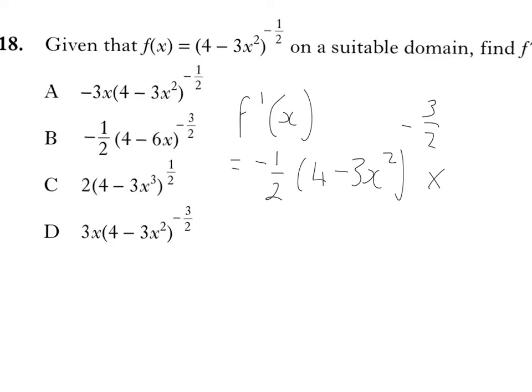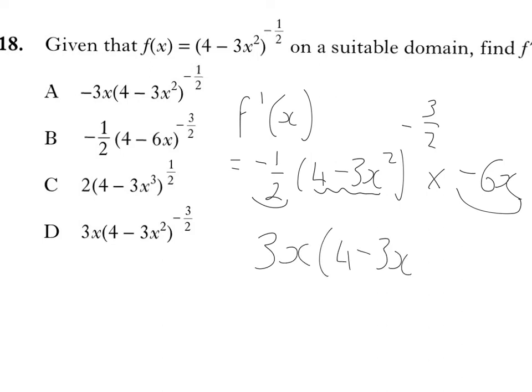I'm then going to multiply that by the derivative of what's inside the bracket. So differentiate 4 and it goes, and minus 3x squared becomes minus 6x when differentiated. I've got minus a half times minus 6x, which would be positive 3x, bracket 4 minus 3x squared, all to the power minus 3 over 2. And that is option D.